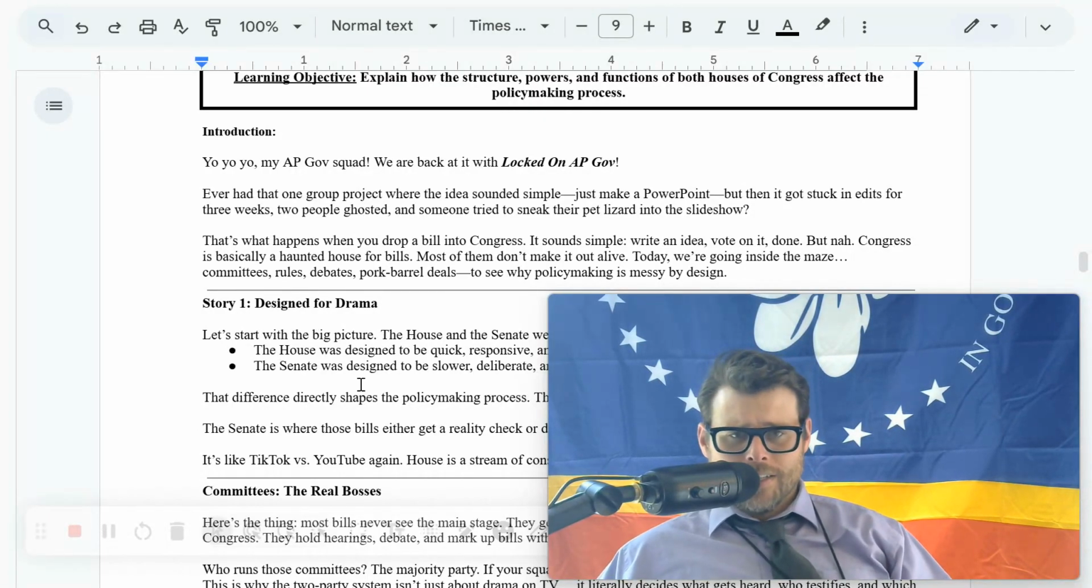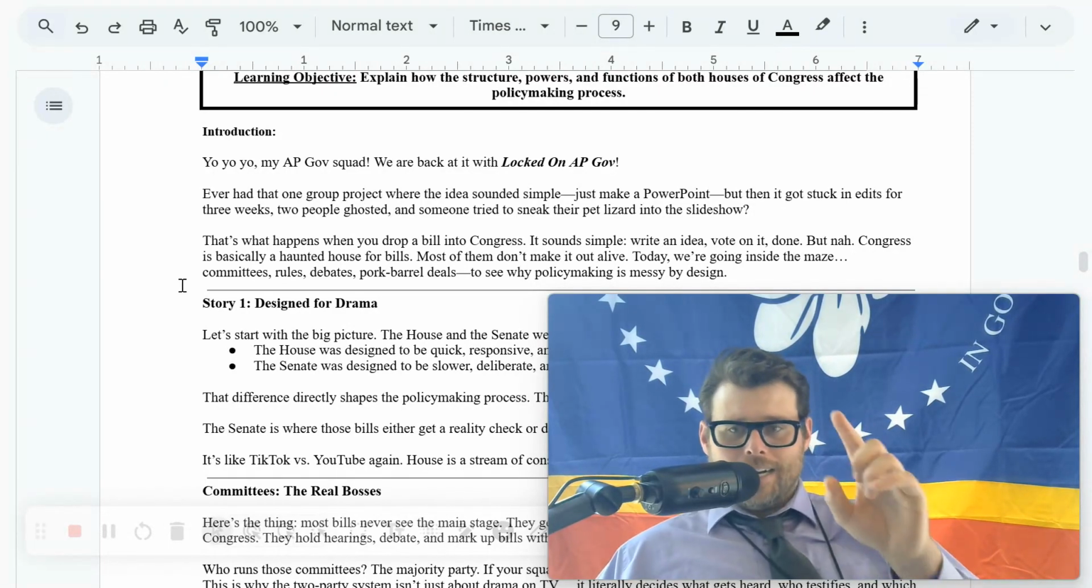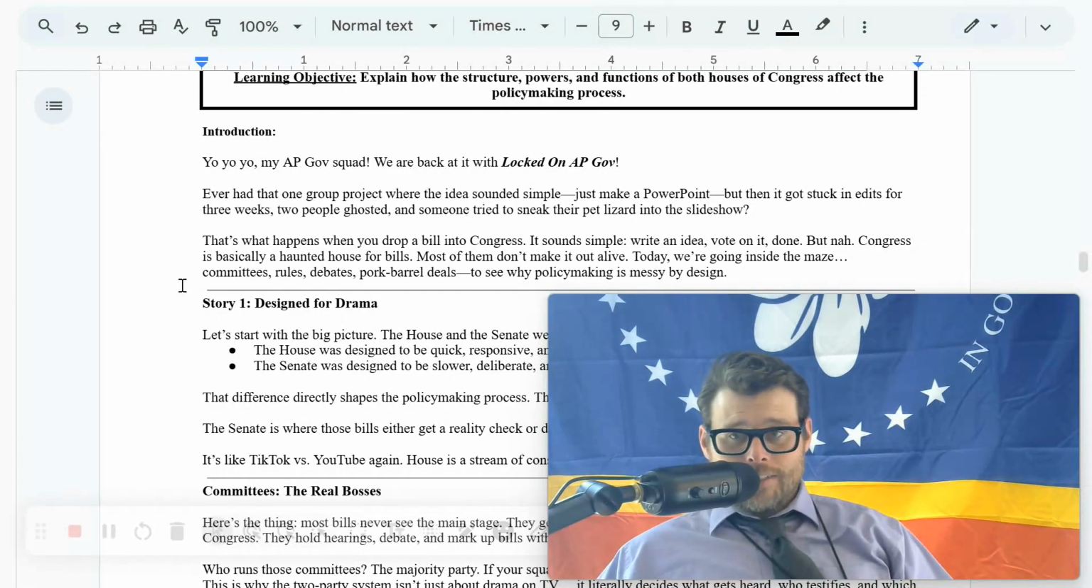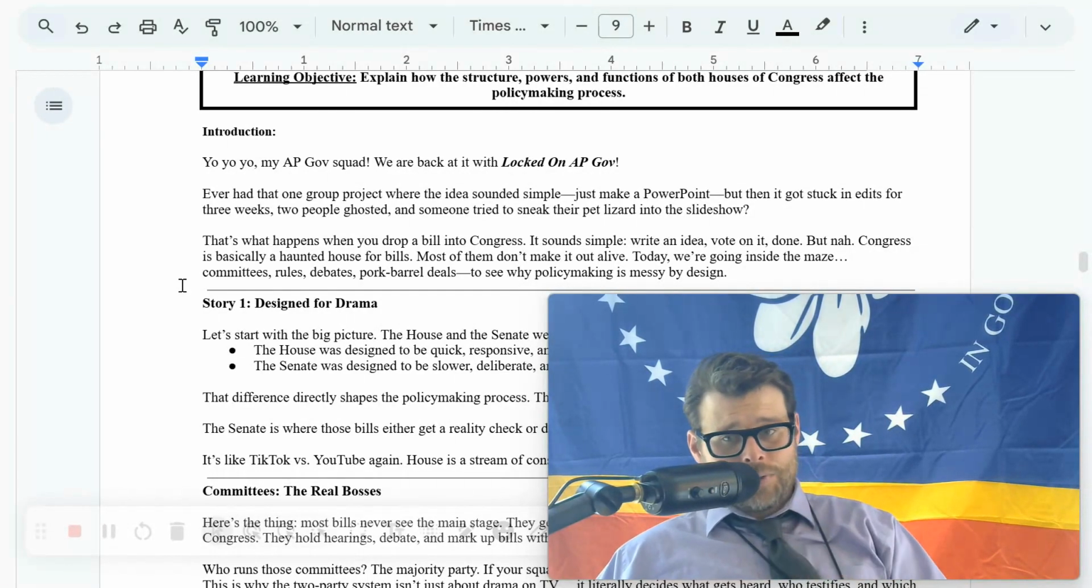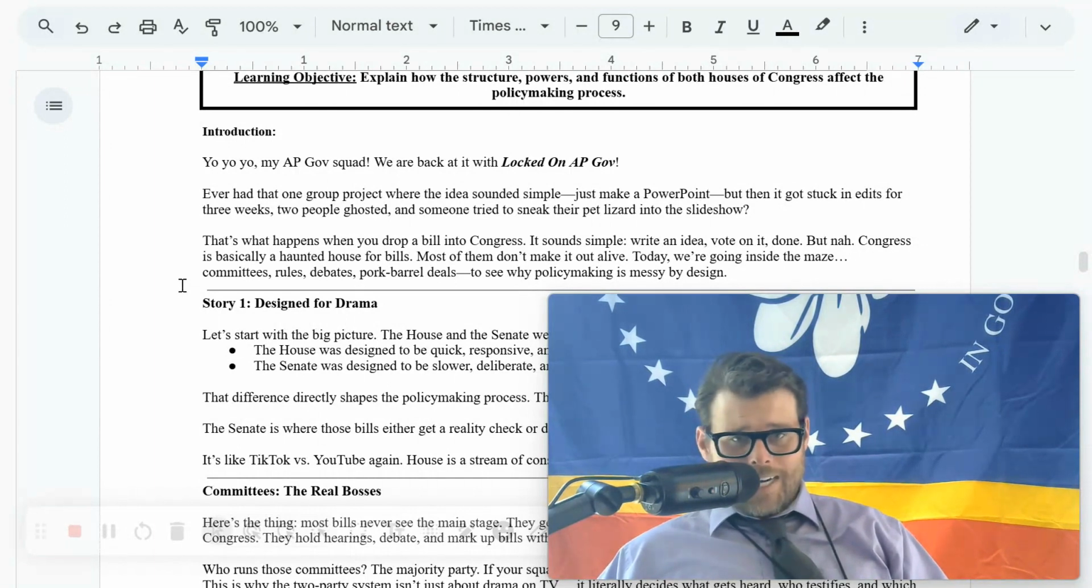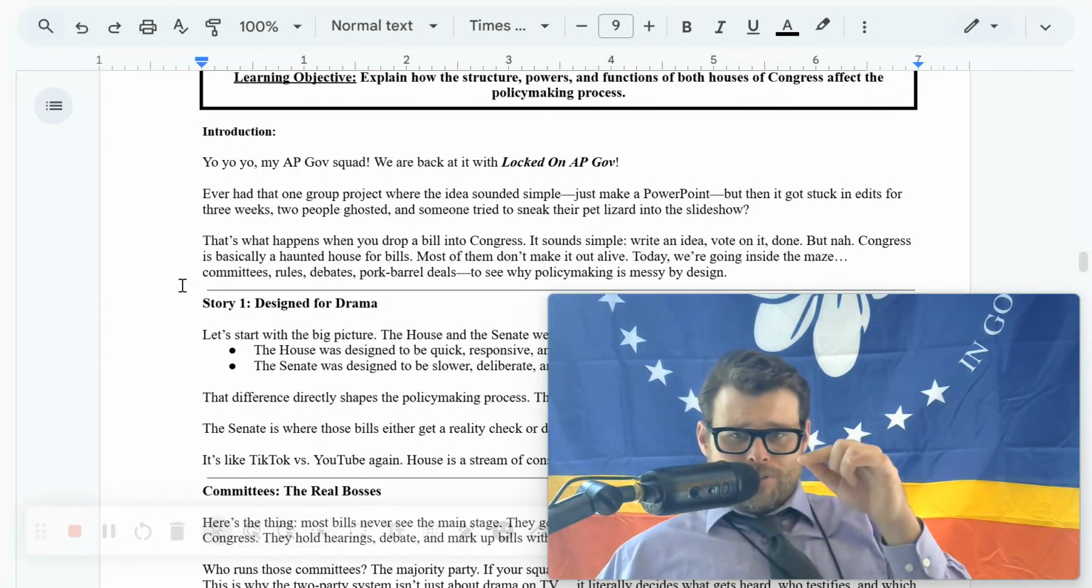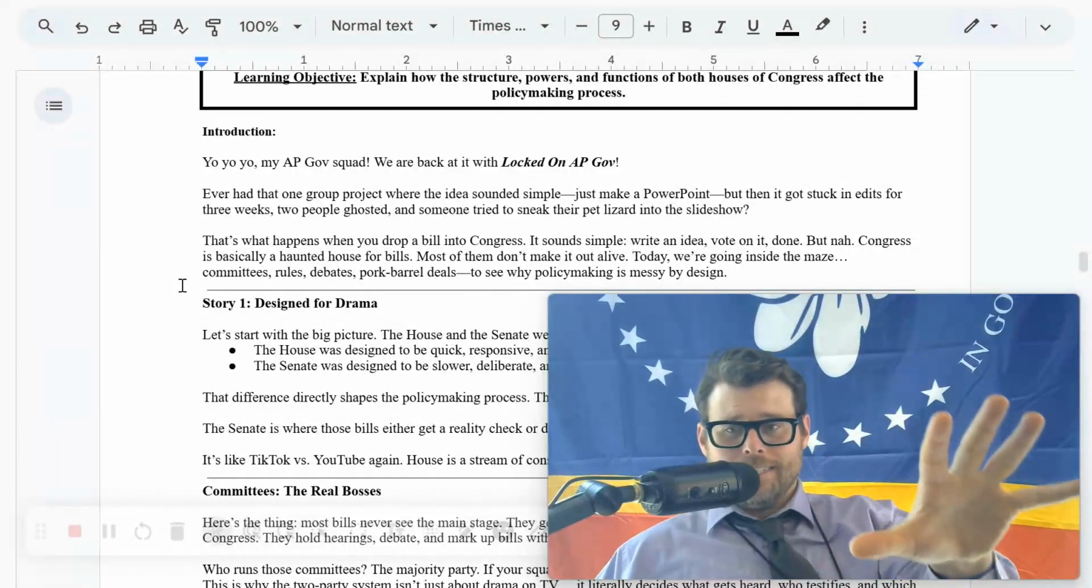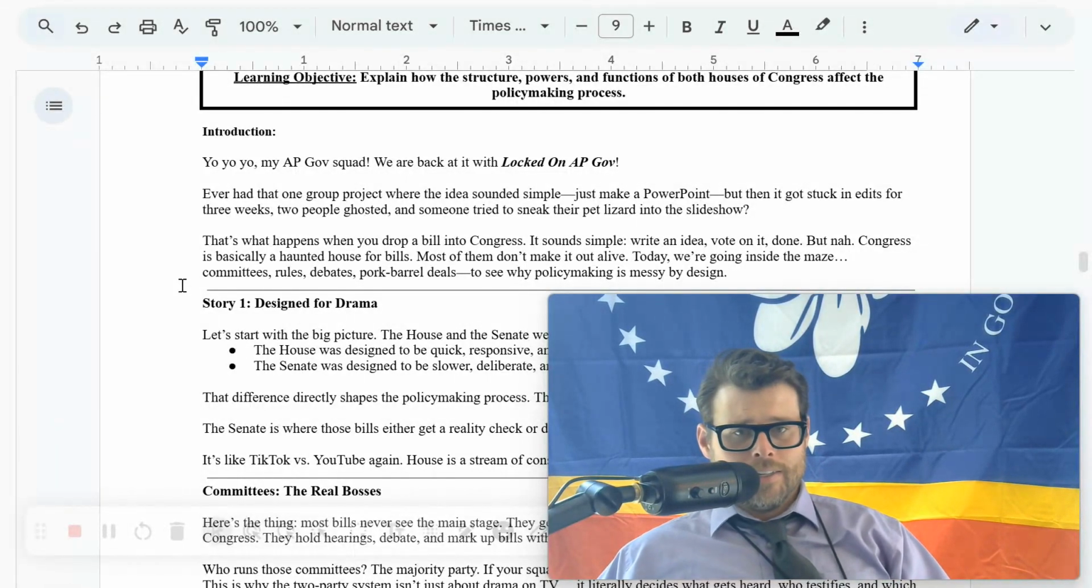That's what happens when you drop a bill into Congress, guys. It sounds simple. Write an idea, vote on it, done. But nah, government's messy. And Congress, our bicameral legislature, is basically a haunted house for bills. Most bills die in committees, and committee day is tomorrow. So y'all lock in what that is during this episode. We're going to dive into it.